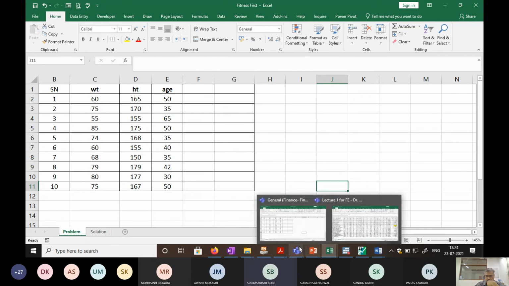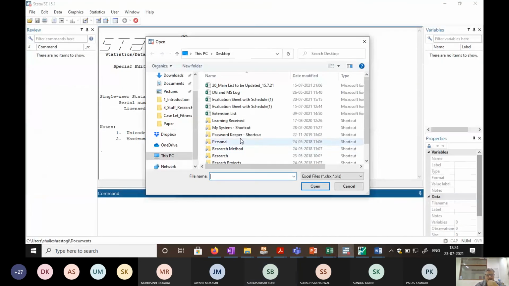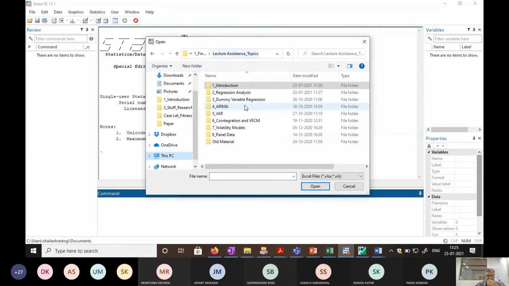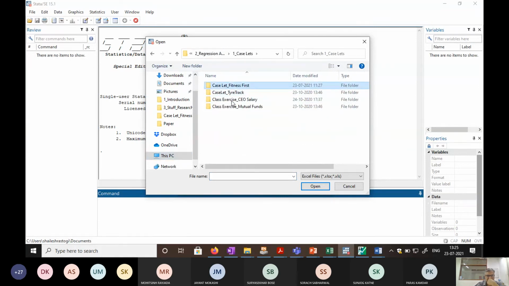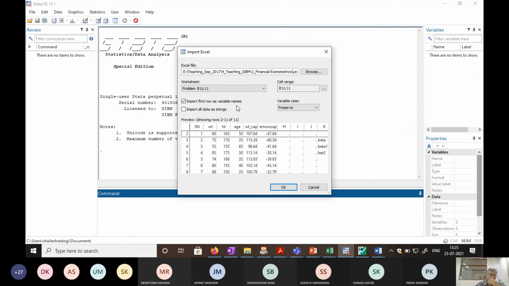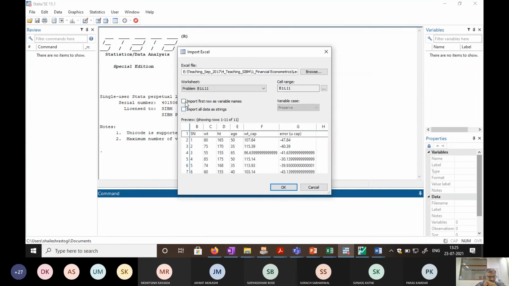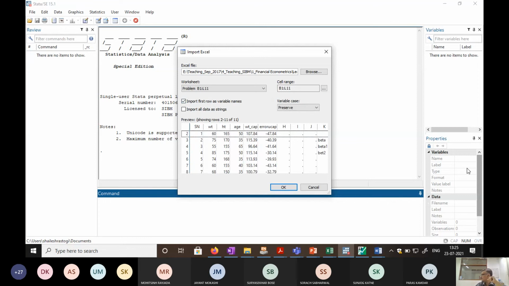So, sir, we should download the Fitness First Excel and import it to Stata. That is the best way to work on Stata. Once you enter browse, I have selected my file and opened it, and then you go for import first row as variable names. This also needs to be selected. I repeat, I have gone for browse, selected my file, opened it, and then ticked import first row as variable names.